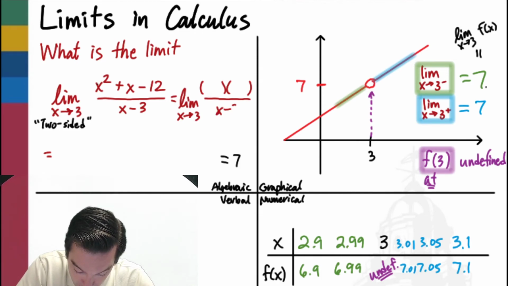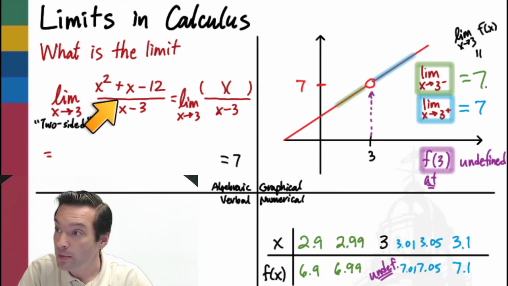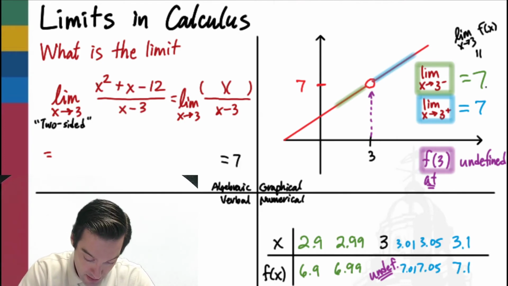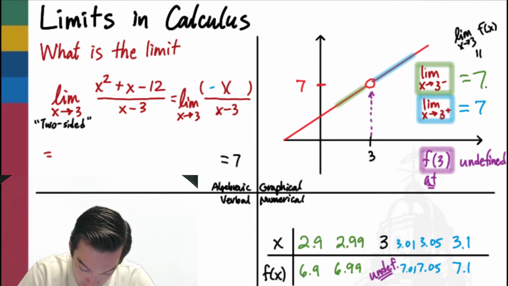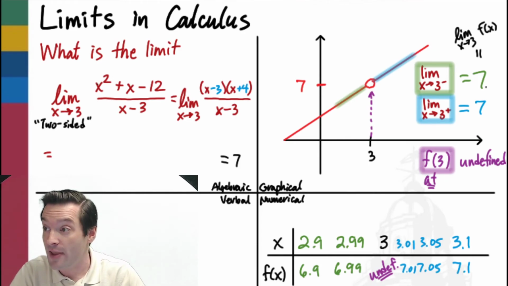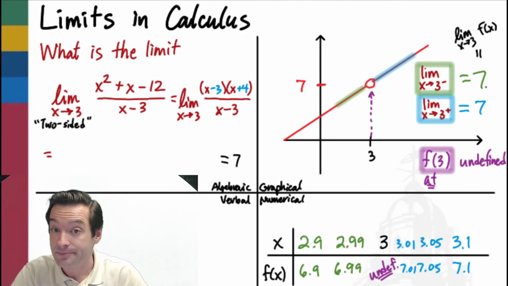My denominator is still x minus 3, but if I'm factoring my numerator, I'm looking for a pair of numbers which when I add them together give me positive 1, and when I multiply them together give me negative 12. It's the old sum and product factoring trick for quadratic trinomials. And that pair of numbers is negative 3 and positive 4. If I add those together, I get positive 1. If I multiply them together, I get negative 12. Right. So my numerator factors as x minus 3 times x plus 4.